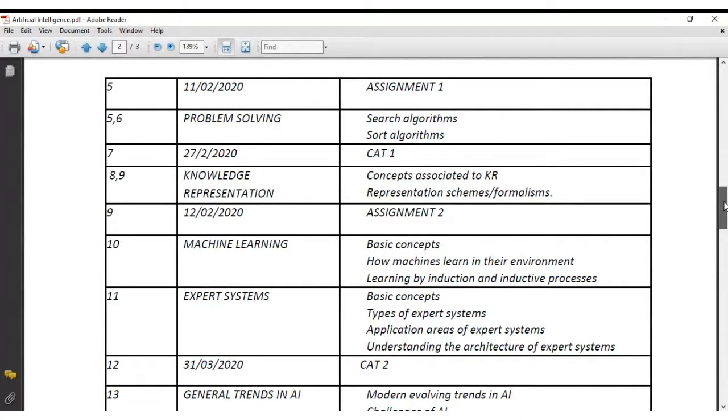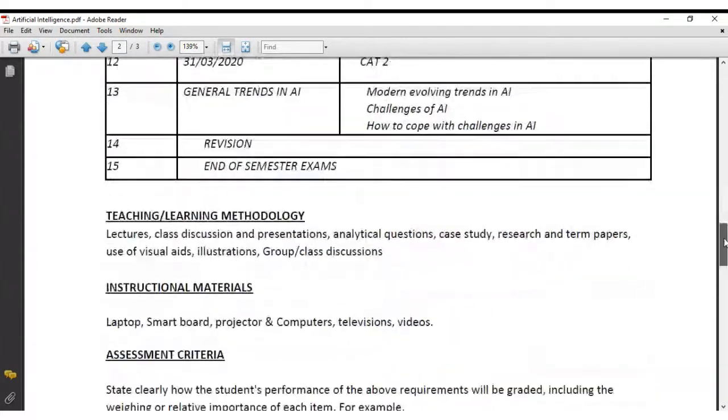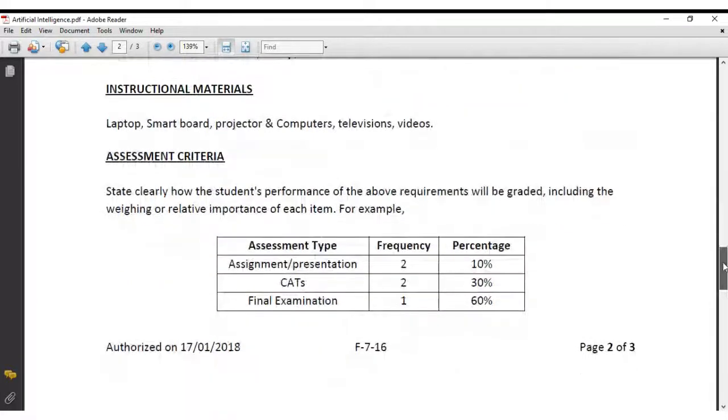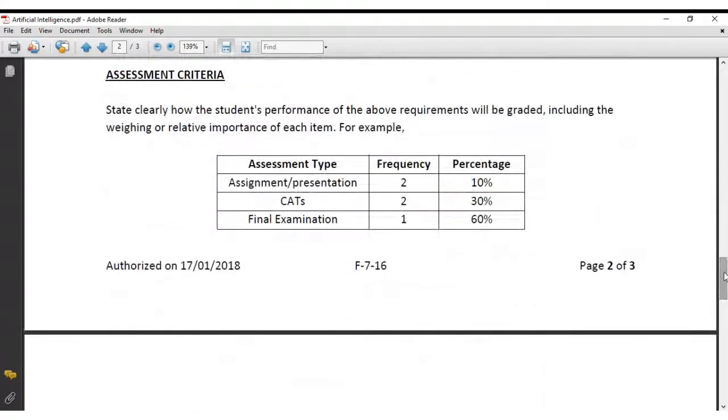All right. So how am I going to assess you? I'm going to assess you through 2 assignments, 2 CATs, and 1 final exam.